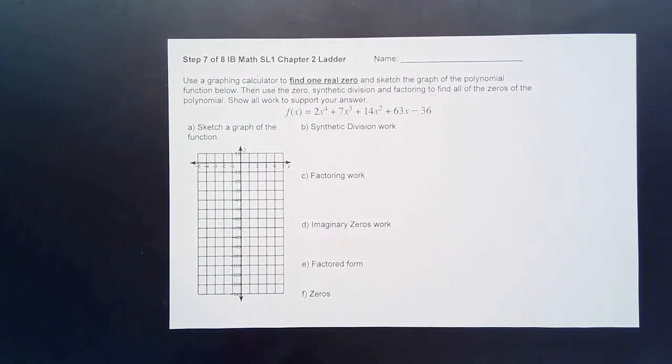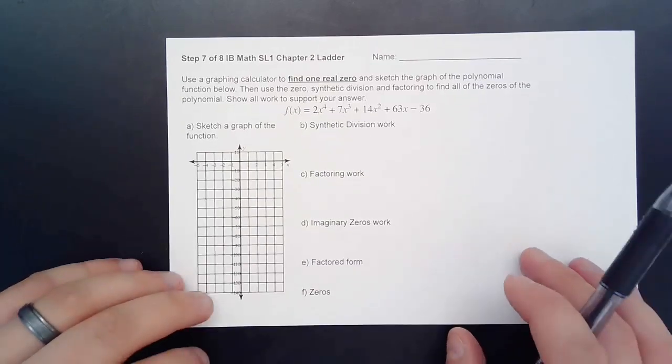Here is step 7 of 8 of our chapter 2 ladder review. In this video we are going to be looking at finding the zeros for this function, some of which are going to be real numbers and some of which are going to be imaginary. So this will be fun.